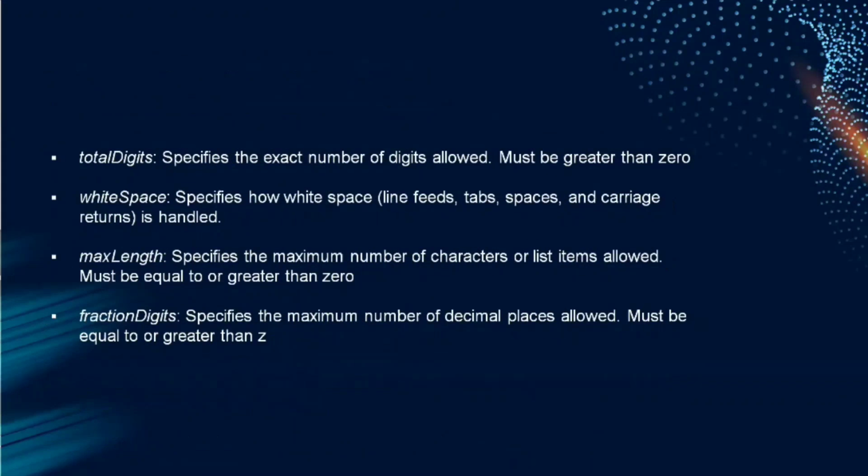The total digit restriction specifies the exact number of digits allowed for that particular integer value. Here the white spaces specify how white spaces in that particular element or attributes should be controlled, like whether we should remove them or whether we should modify them or whether we can add them. The max length specifies the maximum number of characters that are allowed for that element, and the fraction digit restriction specifies the maximum number of decimal places allowed. So these are the various restrictions that can be imposed on elements and attributes in an XML schema.